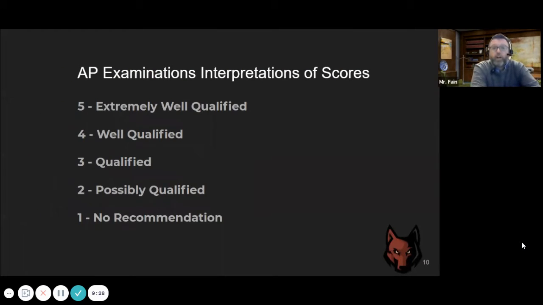They're scored from a 1 to 5, not from a 0 to 100. Notice it doesn't say pass. These are predictors of how successful you would be in the same college course. So when a college sees your transcripts and they see 2s and 3s versus 4s and 5s, if that 2 was a freshman class, that might be looked at differently than if it was a senior class.